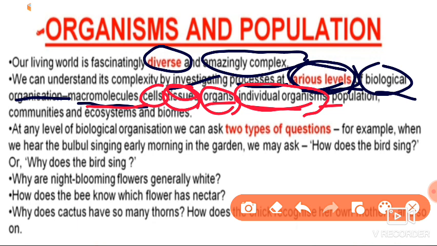Okay, then these organisms unite to form a population. What is a population? A group of individuals, a group of a species that interbreed among themselves, that we call a population. Then there are communities. Huge numbers of populations together we call a community. For example, population of man, population of dog, population of cat, population of cow, all this together we call a community.